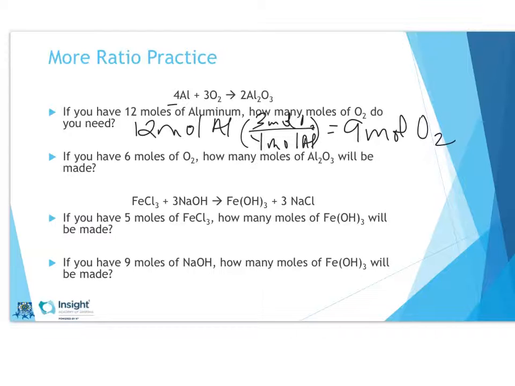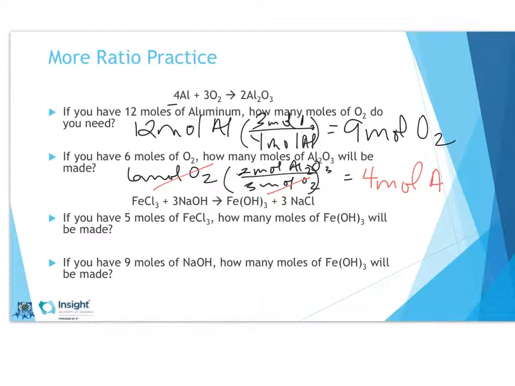If I have 6 moles of oxygen, how many moles of aluminum oxide? So this doesn't have to be just between reactants. You can use this with any 2 things in the reaction. So I have 6 moles O2, and then I'm going to put 3 moles of oxygen on the bottom, 2 moles of the Al2O3 or aluminum oxide, and that's going to give me, so my moles of oxygen cancel, 6 times 2 is 12, divided by 3 is 4 moles of the aluminum oxide.